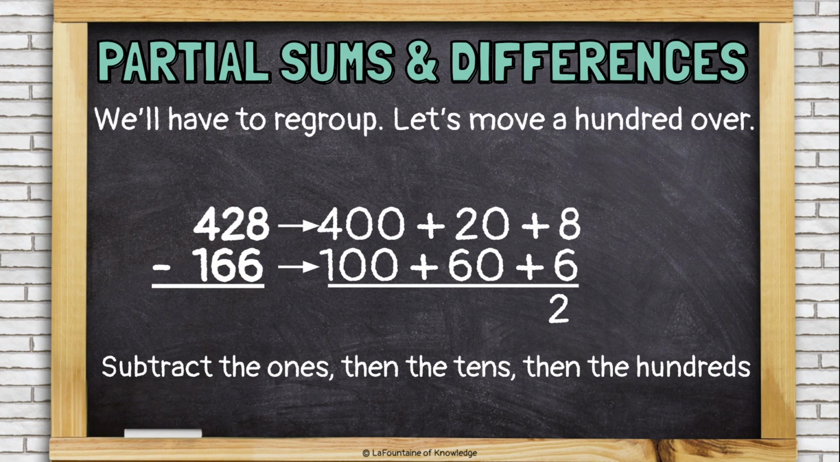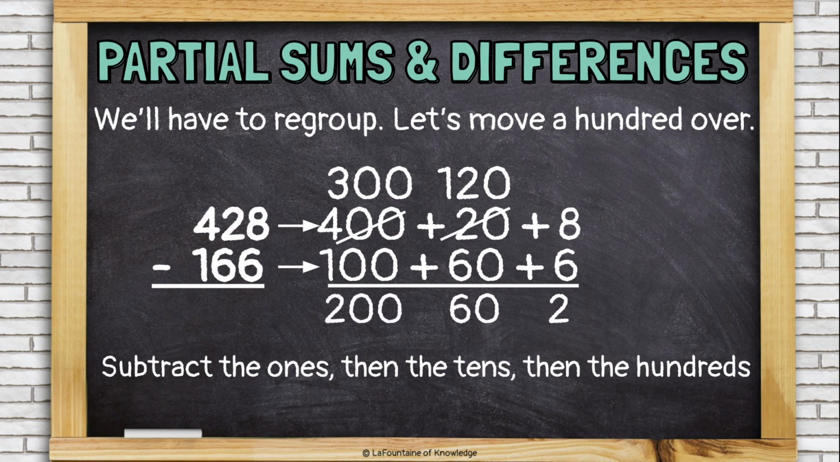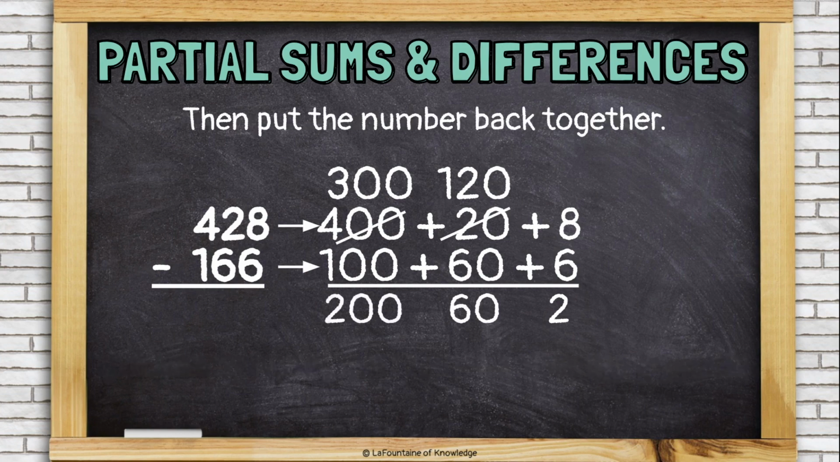I can take away a group of 100. So I had 400 there, and now I only have 300. I took one of them away, and I'm going to add it to the 20. If I have 20 and I add another 100, now I have 120. All right, now let's try subtracting. 120 minus 60 is 60, and 300 minus 100 is 200. Now, just like before, let's put the number back together. 200 plus 60 plus 2 is 262.